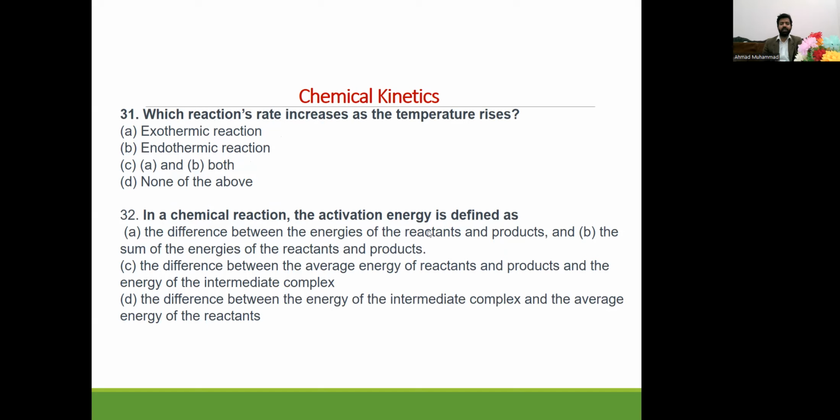Question number 32, in a chemical reaction, the activation energy is defined as the difference between the energy of a reactant and product, B the sum of energy of reactant and product, C the difference between the average energy of reactant and product and the energy of intermediate complex, and option D the difference between the energy of intermediate complex and average energy of a reactant. So the right option is D, the difference between the energy of intermediate complex and average energy of a reactant.